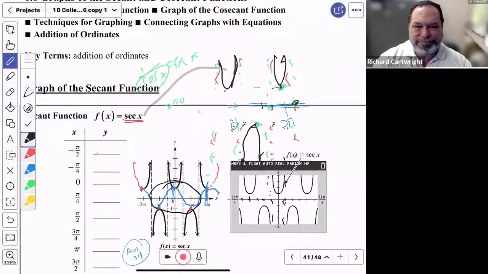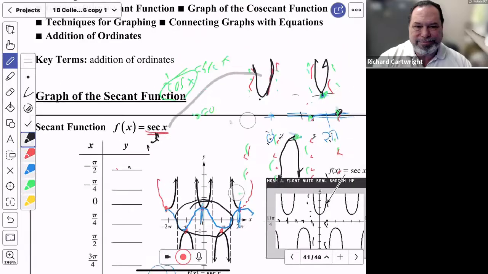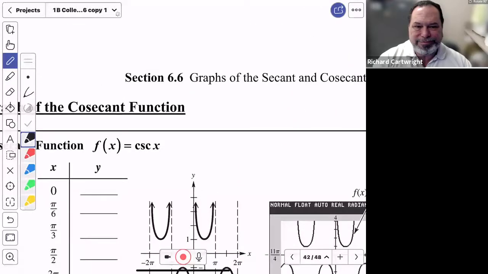Okay. And he does a table to find out what all the y's will be. But I'm telling you, I'm not plugging into secant. No way. With cosecant, what's the reciprocal of cosecant? One over sine. So sine cannot be 0.